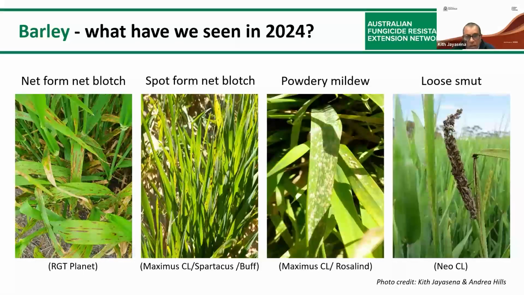Then the biggest issue for this season is detecting loose smut more than normal, especially in Neo. The reason for that is probably that the bulk of the crops would have been infected with the loose smut spores. Now we see a lot of loose smut across the south coast. So if the crops are flowering at this stage, they will be prone to loose smut infection. More detail, Andrea will speak about.